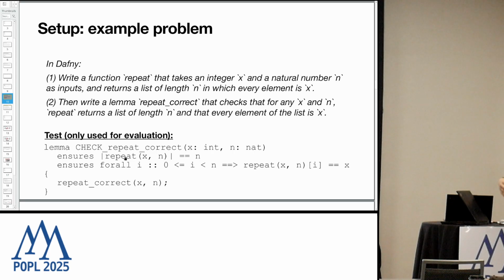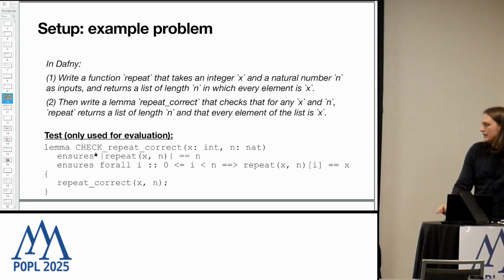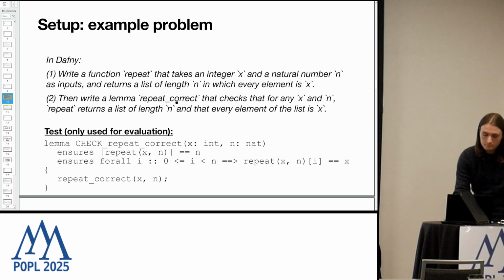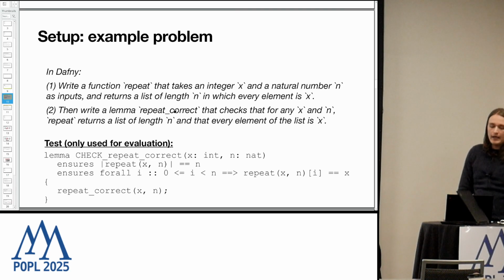The idea here, and this is a little hard to read, is that the model is supposed to write a lemma repeat correct. This is in the prompt. And we define a lemma called check repeat correct, which does nothing but call repeat correct. So if repeat correct did not exist or did not do what it claims to do, then this would likely cause a compiler error or a verifier error.